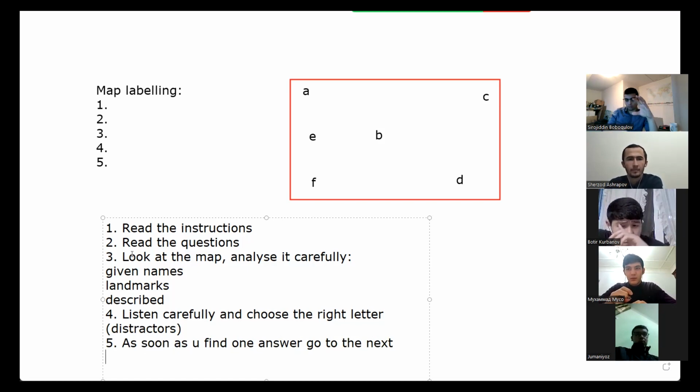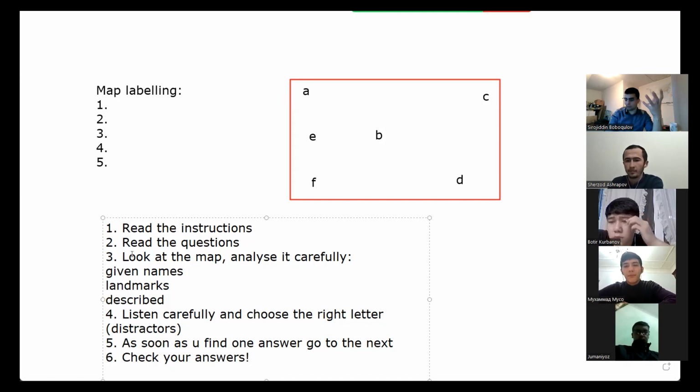Third, go to the next one immediately. And six, always check your answers, okay? You must always check your answers. Like, how can you check it in map labeling?